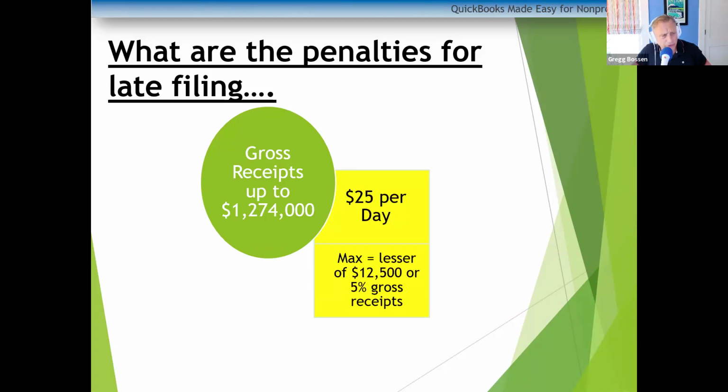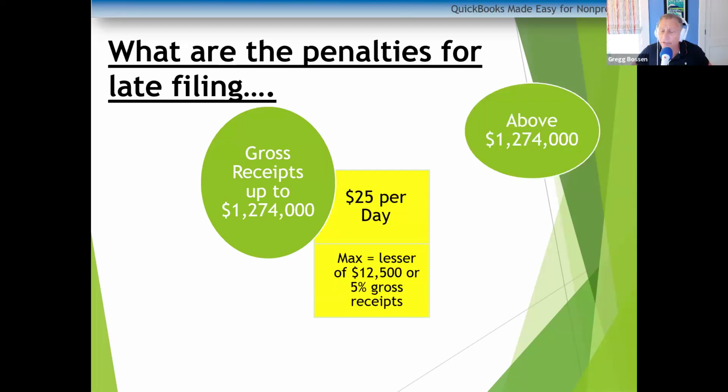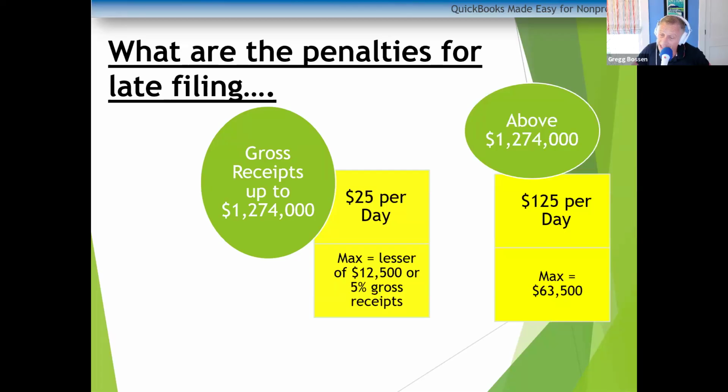Of course, if you extended, then you wouldn't be late until 6 months later, Lily. Okay. You have to extend each year. It's not moving forward. You have to extend each year. If you're above 1.274 million in gross receipts, the fee's $125 a day. The max is $63,500. So the penalty is huge.